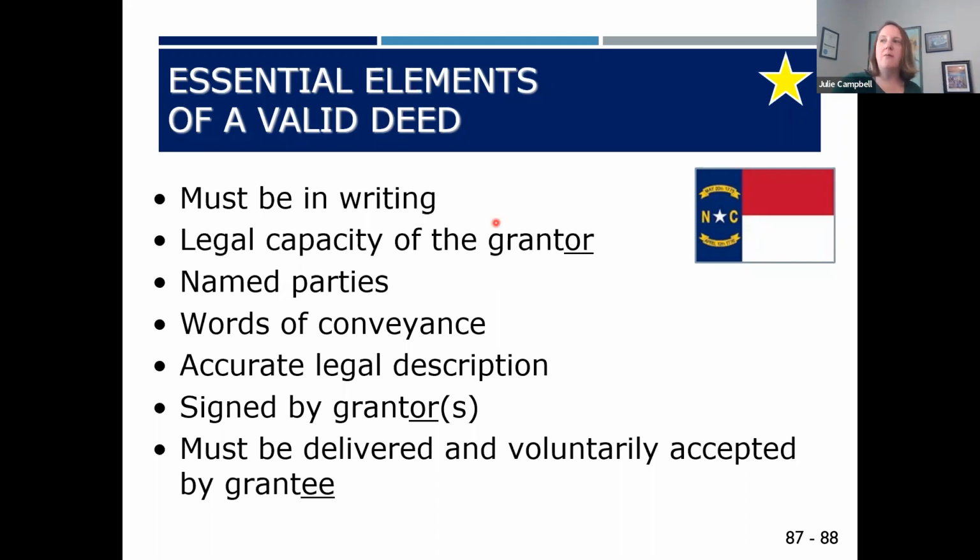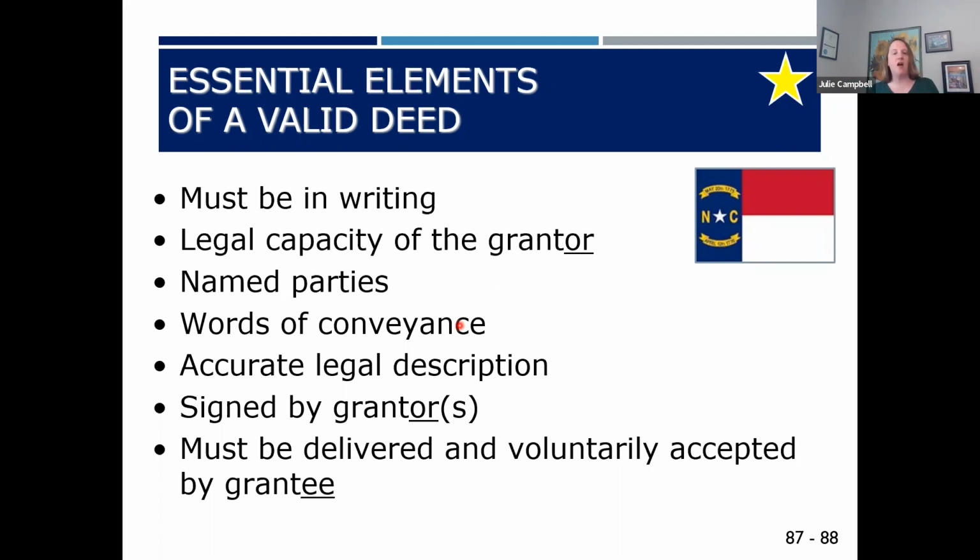The deed has to have some type of words of conveyance. The grantor's intention to convey has to be stated somehow in the deed. It has to say, I, the grantor, give you, the grantee, my property. The deed needs an accurate legal description. The deed needs to be signed by the grantor. Please note that. Does the grantee sign the deed? Does the buyer sign the deed? Nope, just the grantor. Everybody see that?